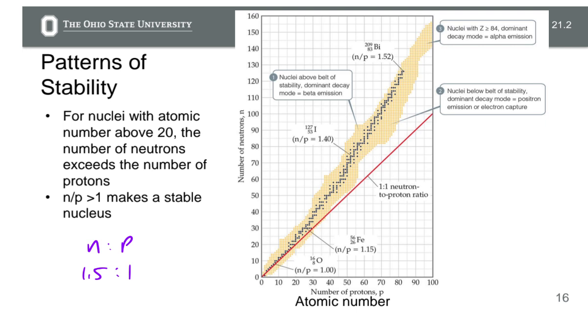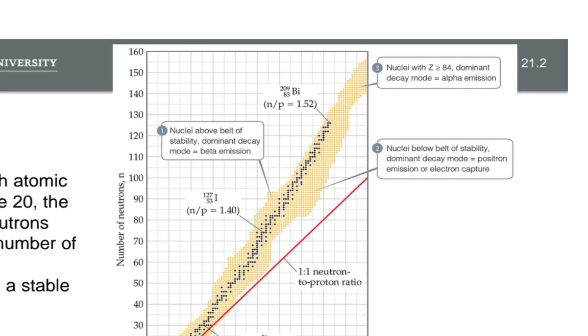So there's another thing that's important to recognize with the band of stability, and that is that we can make general predictions about what types of decays occur based on where our isotope falls along this band. So for those nuclei that fall above the dark line, on this side, we typically see beta emission.